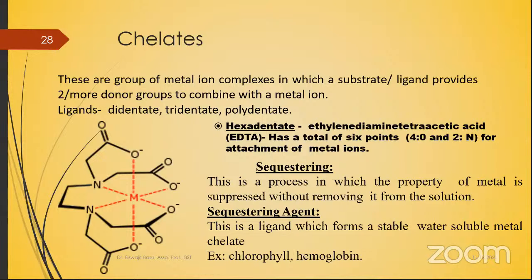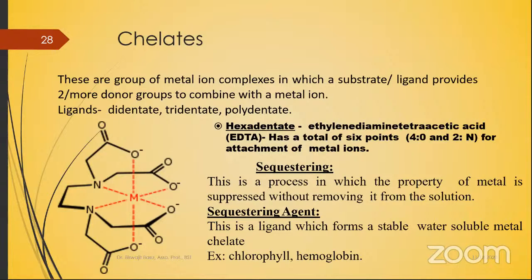Okay, what did I tell? That chelates are a group of metal ion complexes in which a substance, that means a ligand, provides two or more donor groups to combine with a metal ion. In the case of an inorganic metal complex, we have seen the ligand provides only one site for binding with the metal, whereas in a chelate, one ligand provides more than one site for complexation. Depending on the number of donor groups available for complexation, ligands are called bidentate or tridentate or polydentate. Bidentate means two groups, tridentate means three groups, and polydentate means more groups.